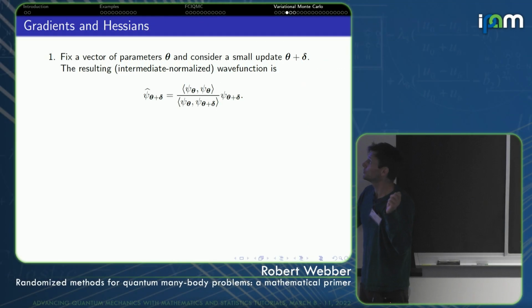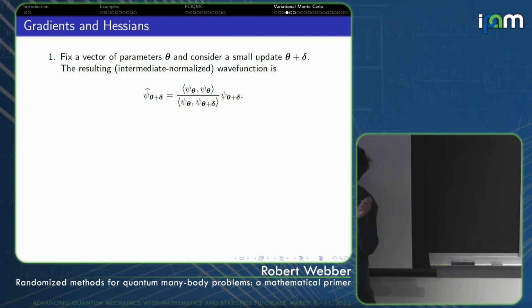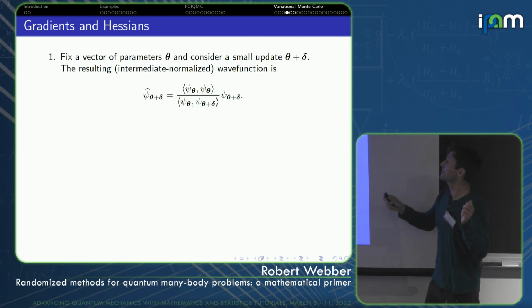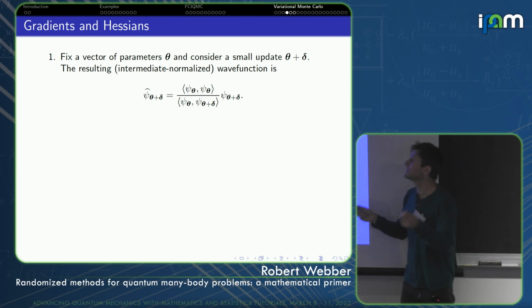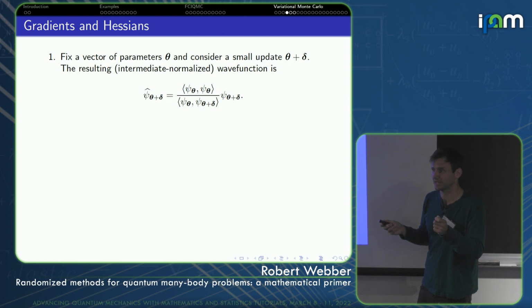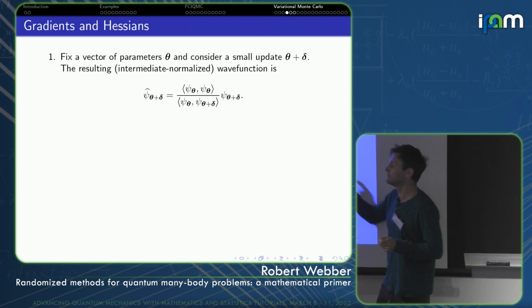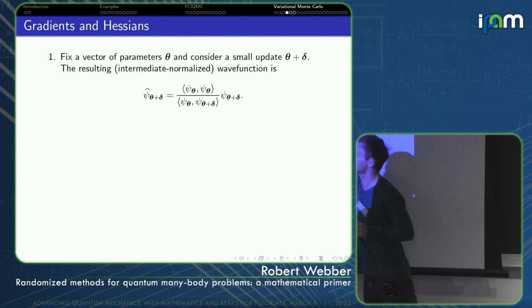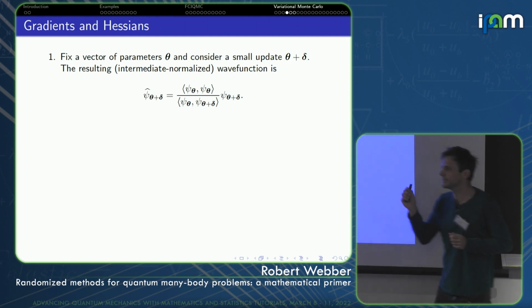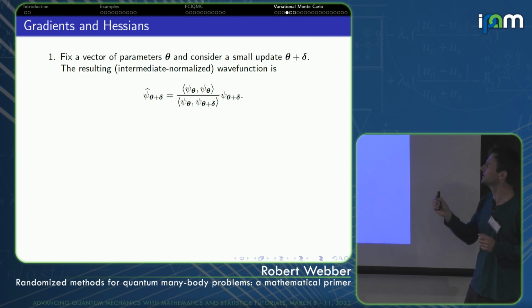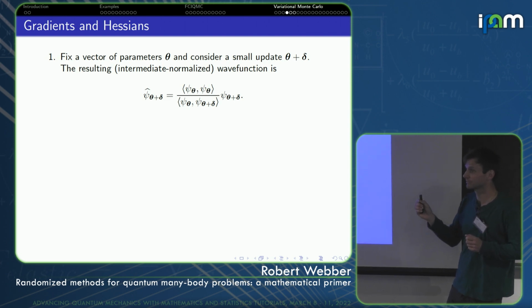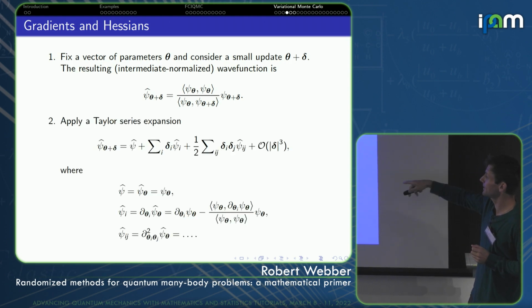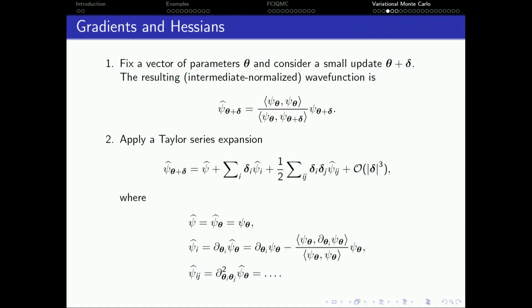You've got to fix the vectors of parameters theta and consider a little update. So you're moving to theta plus delta. Then don't look at the wave function. Look at the intermediate normalized wave function. This is the key point. The intermediate normalized wave function is the wave function that's just been multiplied by some constant to fix the inner product with psi theta. So it provides just a little bit of normalization, which just makes the gradients and Hessians much cleaner. So specifically, once you've done this, you could take a generic Taylor series expansion.